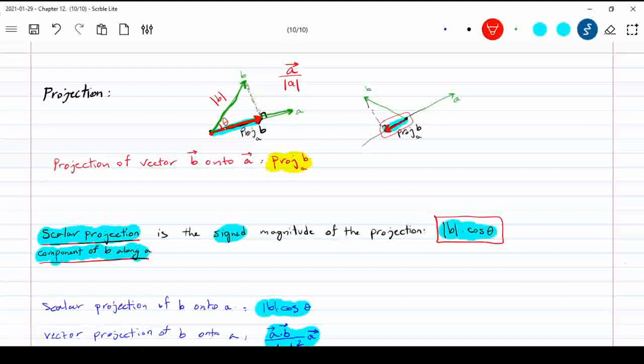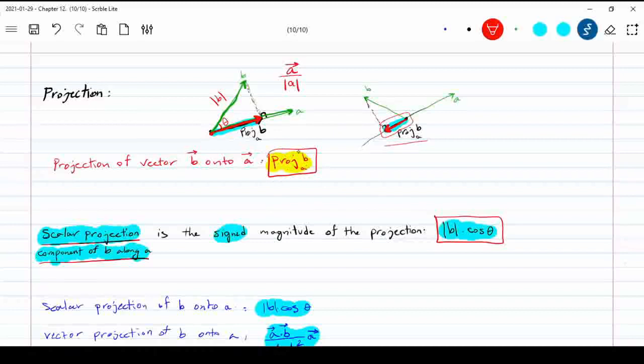This vector is not specifically exactly in the same direction of A. It could be in the opposite direction depending on the angle. If the angle is greater than 90 degrees, then when you draw the orthogonal, it would be in the opposite direction. So you will have this second picture. And the notation for it is, if you project vector B onto A, you can use projection of B onto A to represent it. And this represents that vector, the red vector.